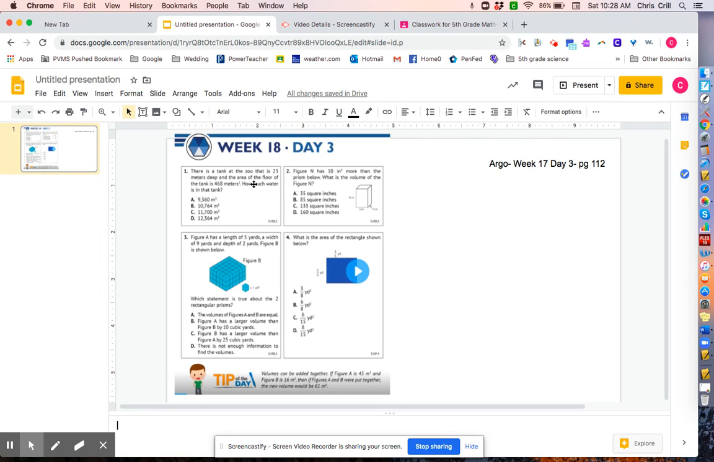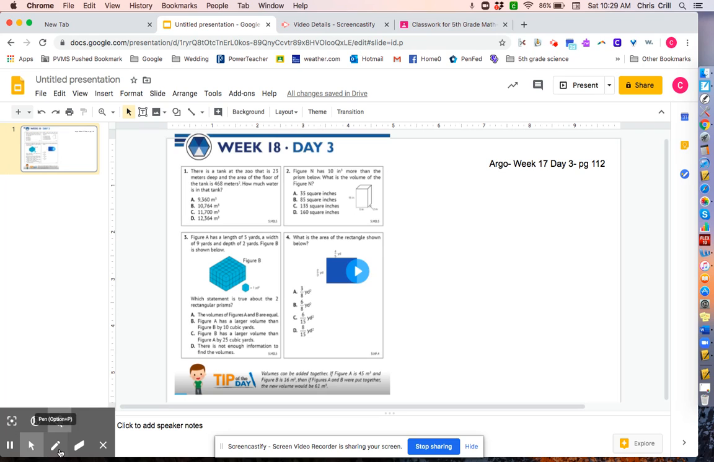Number 1 is telling us that there's a tank at a zoo that's 23 meters deep. So I'm considering that to be my height. So if I'm finding volume, I know the height of this is 23 meters. So volume is length times width times height. Okay, so there's my height.